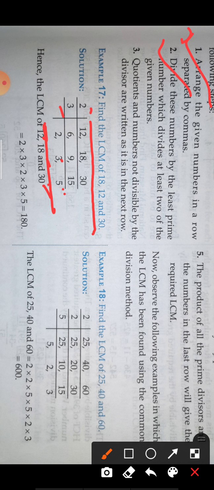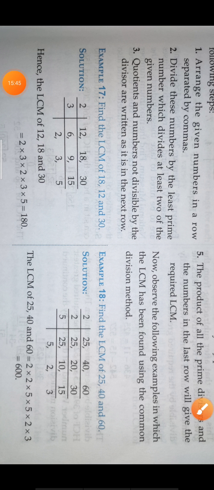So 2, 3, 5, all these three numbers are prime numbers, and here 2 and 3 are also prime numbers. So LCM is equal to the multiple of all these numbers. So LCM is equal to 2 into 3 into 2 into 3 into 5. Multiply these numbers and you will get 180. So LCM is equal to 180. In this way you have to find the lowest common multiple. So thank you for today.